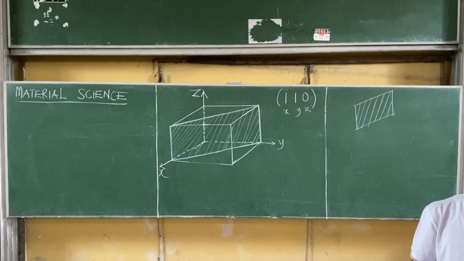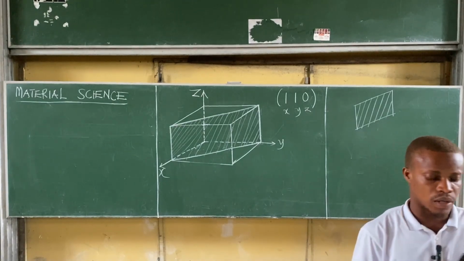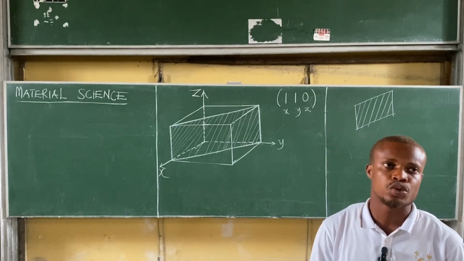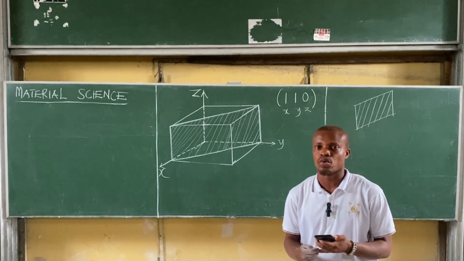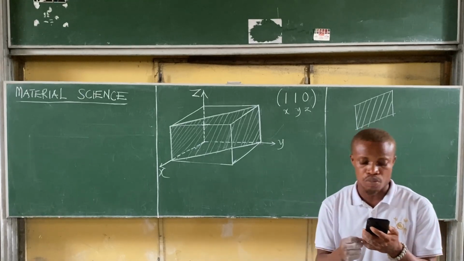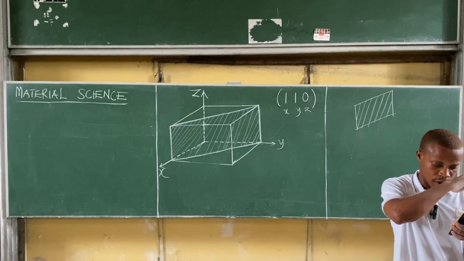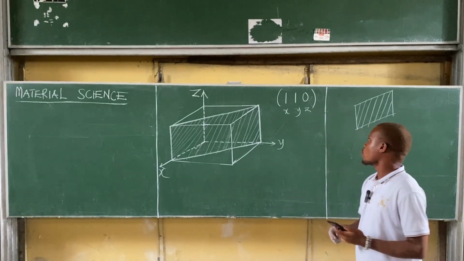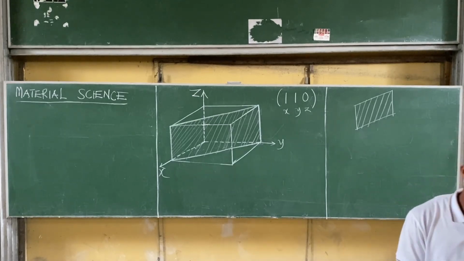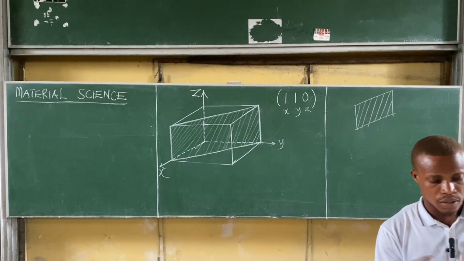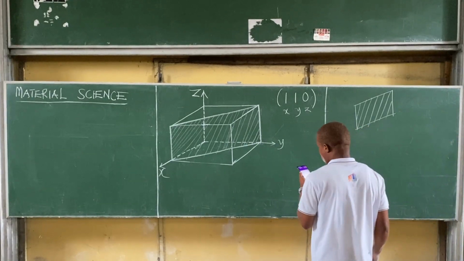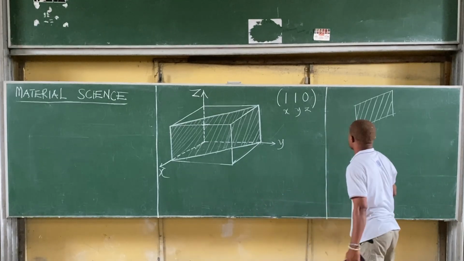Next up, we are asked to calculate the atoms per square centimeter on the plane if the lattice constant is 4.05 Angstrom and the plane belongs to FCC, face-centered cubic crystal structure. And finally, we are asked to calculate the interplanar spacing between the 110 planes above. Okay, let's do the next one. The atoms per square centimeter on the plane, if the lattice constant is 4.05 Angstrom.